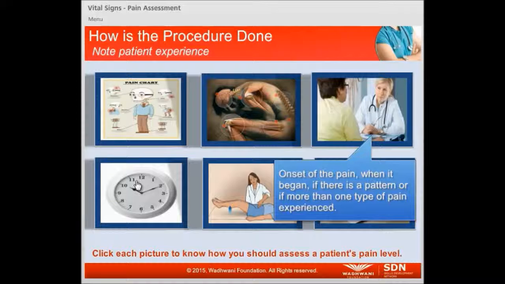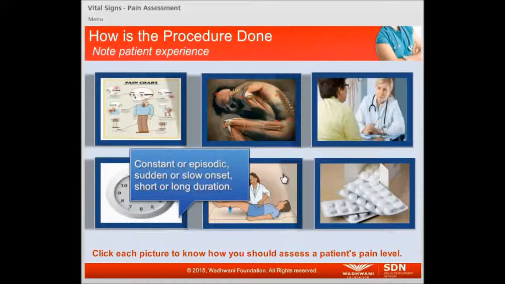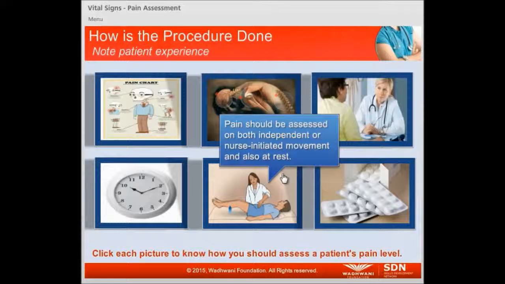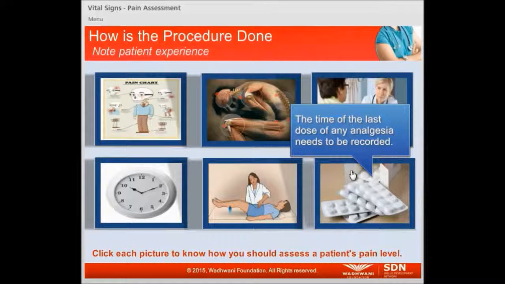Description of pain: onset of the pain, when it began, if there is a pattern, or if more than one type of pain is experienced. Duration of the pain: constant or episodic, sudden or slow onset, short or long duration. Pain should be assessed on both independent or nurse-initiated movement and also at rest. The time of the last dose of any analgesia needs to be recorded.